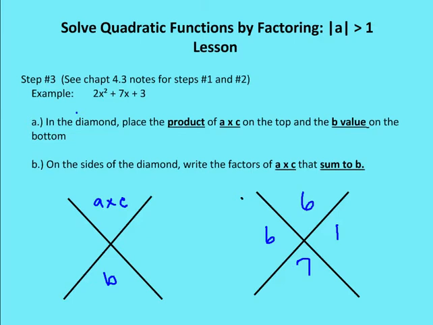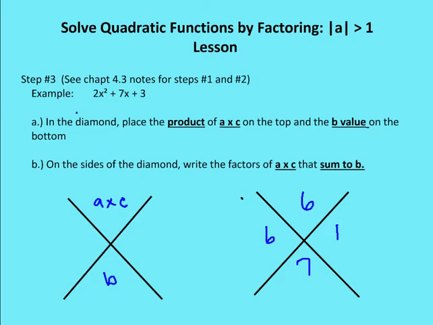Now you can also do this in your head if you're really good at factoring. I don't require my students to factor this way, but I give it to them as a process to figure out the factors of any quadratic. This time in the diamond, instead of placing c on top, we're going to place the product of a and c on top, and then we're going to place b on the bottom. Remember, b for bottom. Previously, when a was equal to 1, we just put c on top.